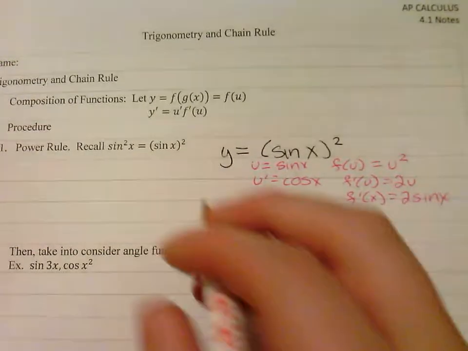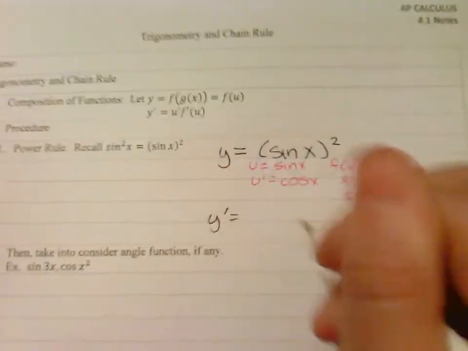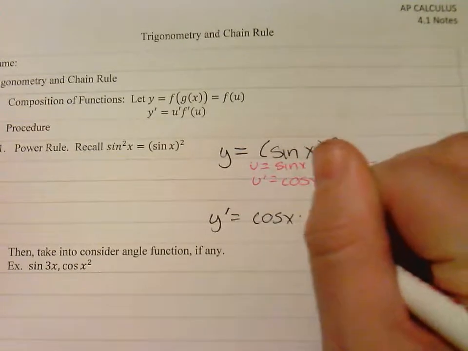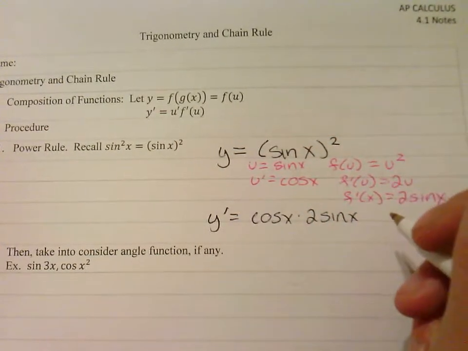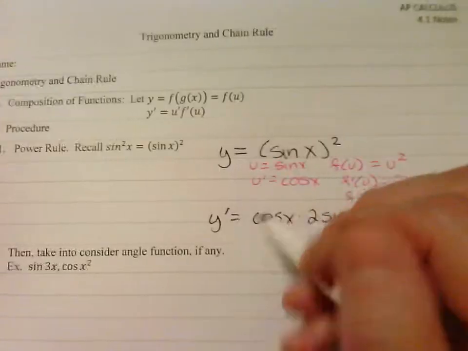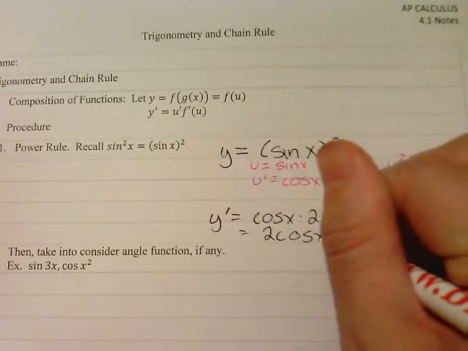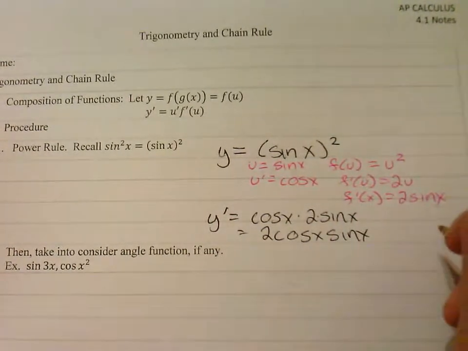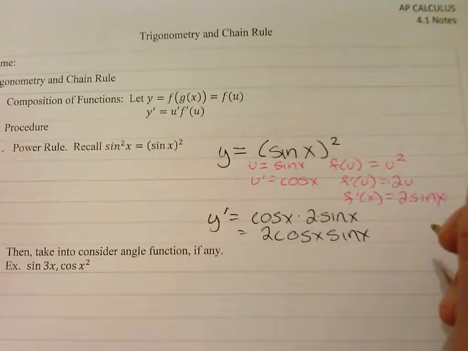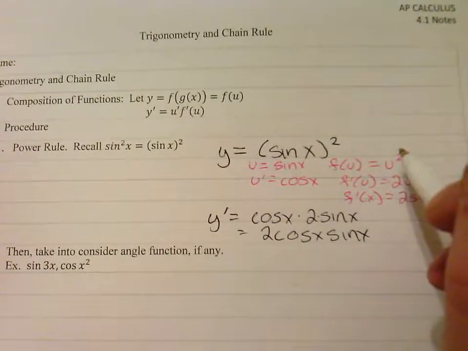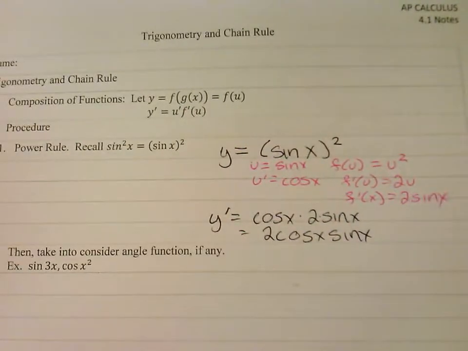So y prime is going to be cosine of x times 2 sine of x. However, we don't put 2's right here, so that goes here. So it's going to be 2 cosine x sine x, which I'm pretty sure is a double angle identity. I can't remember which one. It's a trig identity. I just forget which one it is. So just go and review those.